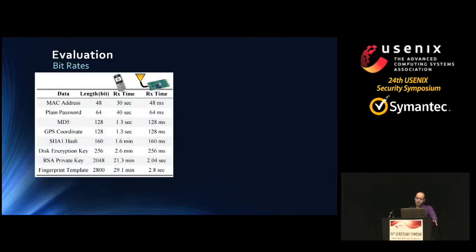Now let's talk a bit about the bit rates. This table shows the transfer speeds for different data items. Here we're transmitting to the Motorola 123 at about 1 bit every 1.5 seconds. And the USRP, we're sending it at about 1,000 bits per second. And as you can see, especially with the USRP, you can send quite a significant amount of information in a short period of time.